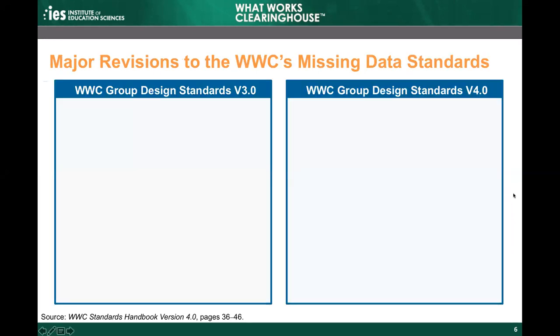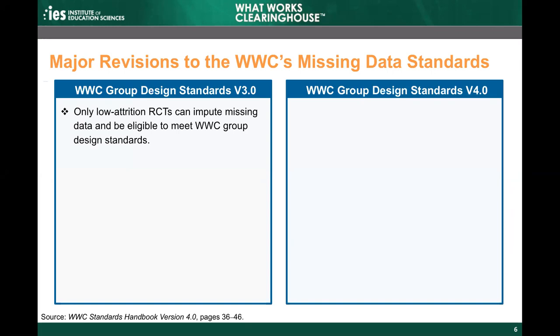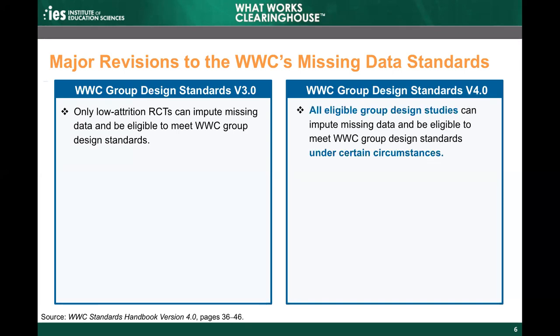So in an effort to keep up with current literature on best practices for handling missing data, the WWC made some updates to the standards around missing data from version 3 to version 4. So we're going to review those changes. Under 3.0, only low attrition RCTs can impute missing data and be eligible to meet WWC group design standards. Under 4.0, all eligible group design studies can impute missing data and be eligible to meet WWC group design standards under certain circumstances.